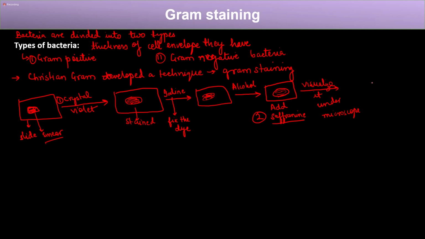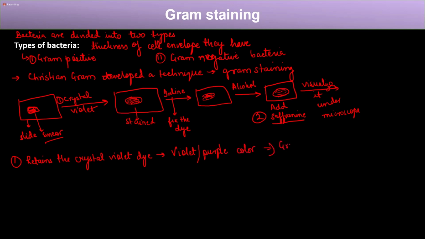When you visualize it under the microscope, you will see two types of cell. What are these two types of cell? The first type of cell is the one that retains the crystal violet dye. These cells will look violet or purple in color, and these cells are called gram-positive cells.